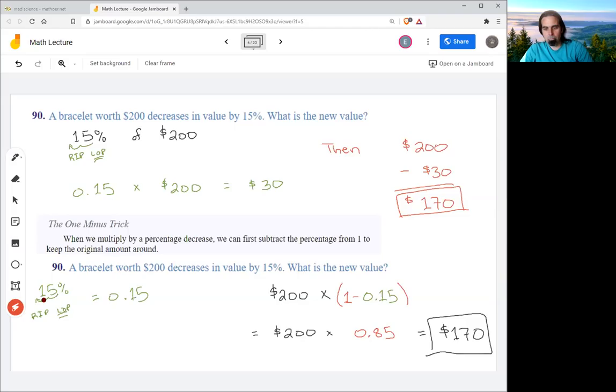So not everyone likes this. Some people say this is just a little complicated, thinking that 85% remains if 15% goes away, doing some riplop in my head. So I'm just going to do it the top way. That's clear, I never mess up, it's good. Other people like the 1 minus trick. It's a little bit faster. So whatever floats your boat.